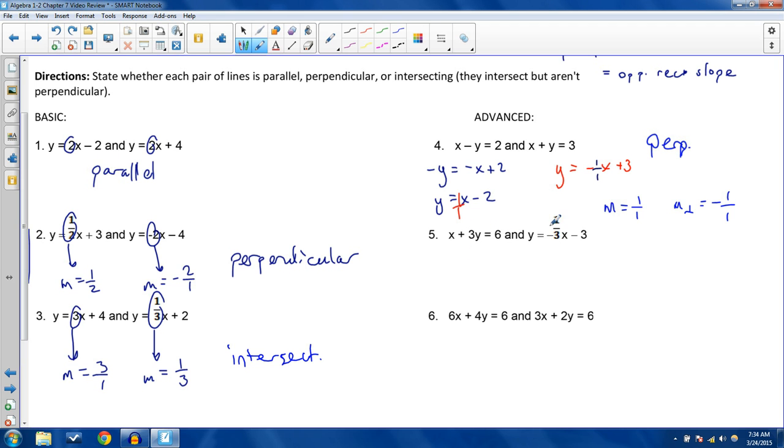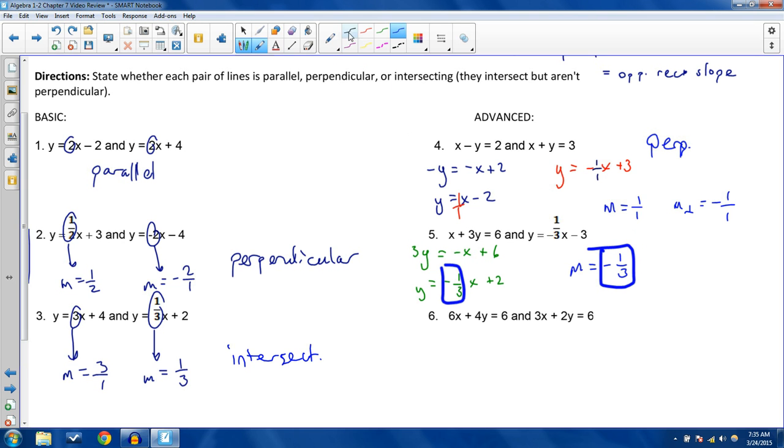Okay, this one right here is in y equals mx plus b form. I have a slope of negative 1/3. Let's see what the other one is right here. 3y equals negative x plus 6. Remember, I am subtracting x. Then divide by 3, I'll get y equals negative 1/3 x plus 2. Negative 1/3, negative 1/3.